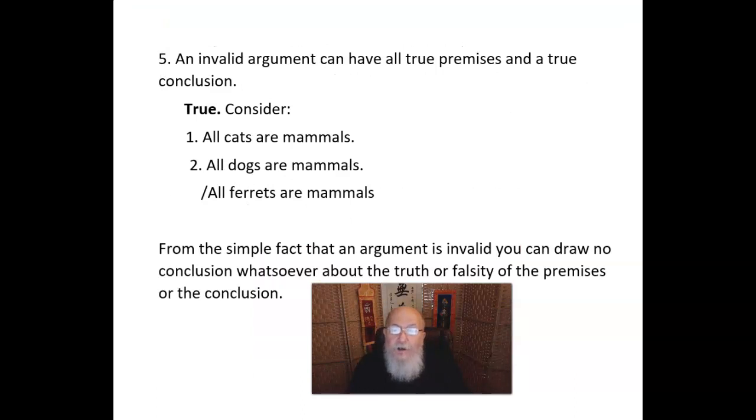And 5, an invalid argument can have all true premises and a true conclusion. That's true, right? Just slinging together a bunch of true statements doesn't make it an argument. I could say all cats are mammals, all dogs are mammals, so all ferrets are mammals. But the premises don't support that conclusion. From the simple fact that an argument is invalid, you can draw no conclusion whatsoever about the truth or falsity of the premises or the conclusions. That's why they're bad arguments.